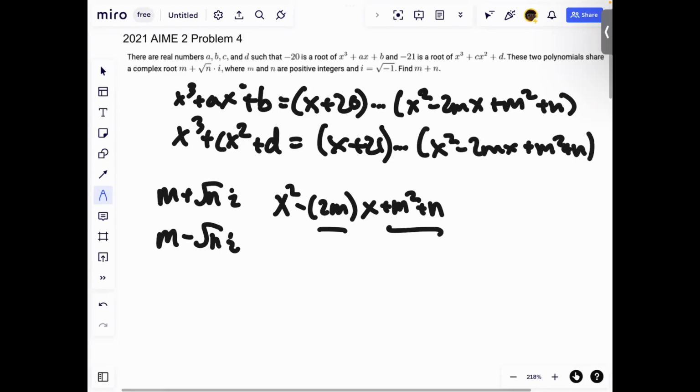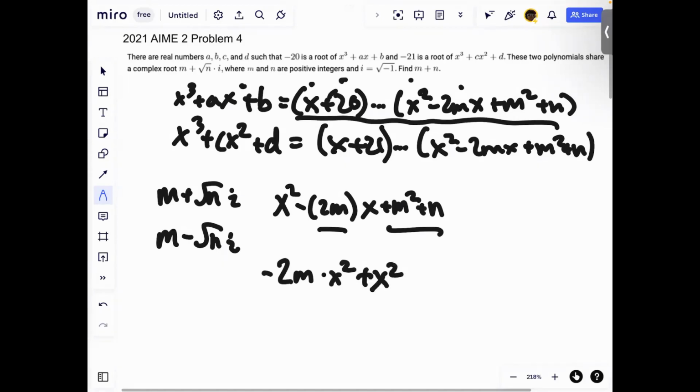And then in the first one, we know that the coefficient of x squared should equal 0, since the coefficient of x squared in x cubed plus ax plus b is 0. So the coefficient of x squared here would be, you can either have x times -2mx for -2m x squared, or you can have 20 times x squared. So then this has to equal 0, so then m is equal to 10.